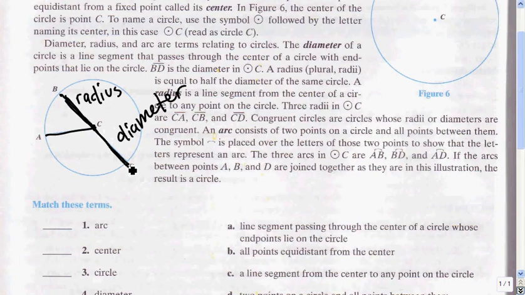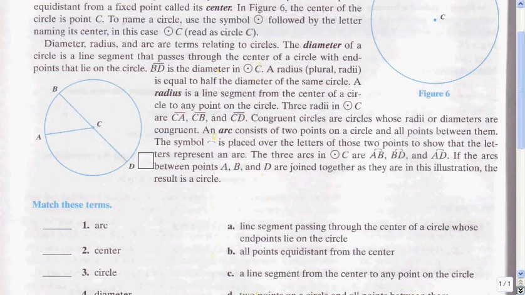In a circle, all the radii are congruent. All the radii, which is plural for radius, are congruent. So AC is the same size. CB is the same size as CA and CD because they're all radii, and all the radii in a circle are congruent. Now there's another part of the circle called the arc.